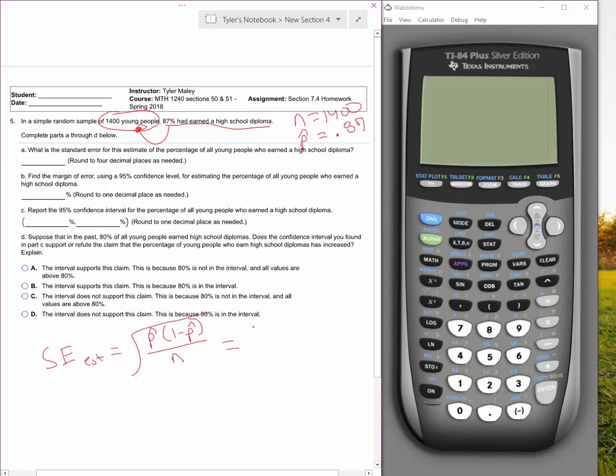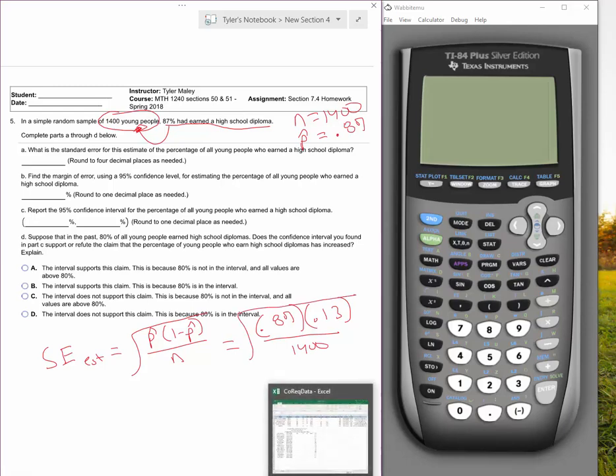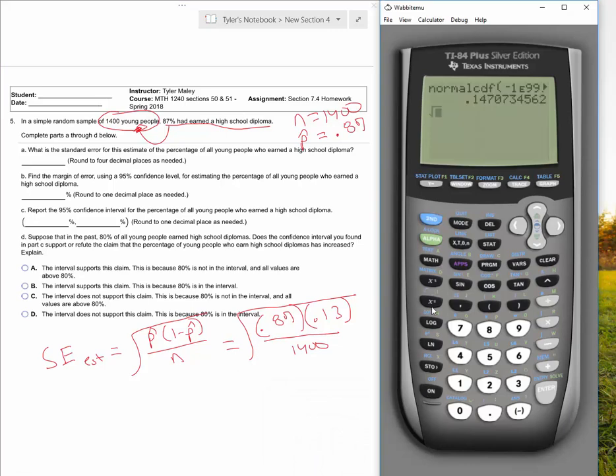So we would have 0.87 times 0.13, which is 1 minus 0.87, divided by 1,400, and then take the square root of all of that. We can just plug this into our calculator: the square root of 0.87 times 0.13 divided by 1,400.